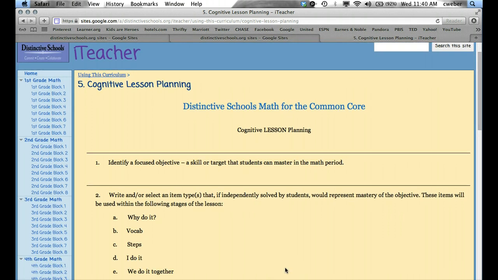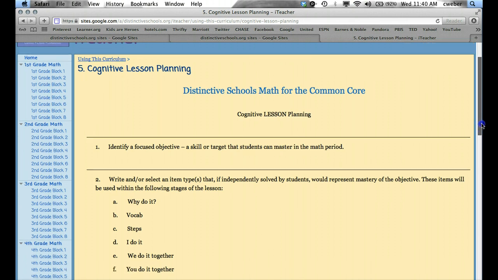The first step, identify a focused objective, a skill or target that students can master in the math period. Now, what I find and what I did when I was a teacher is my objectives were too often too broad. So I was trying to teach kids to master more than I really could in 60 minutes or 55 minutes. And that created frustrations for me and them. So a focused objective is our first step.